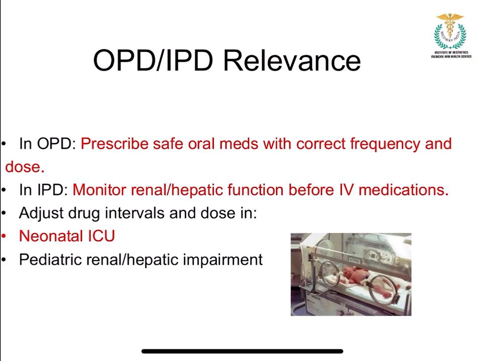So you should know what medication you are giving, and what implication it is going to have on your liver or kidney, and do the appropriate tests. Also adjust drug intervals and dose in the neonatal ICU. Pediatric renal and hepatic impairment, as we've already spoken, in a child who has acute liver failure, you will not be giving a drug at full dosage which has hepatic clearance. You will have to make adjustments. All of that is also given in your Harriet Lane.